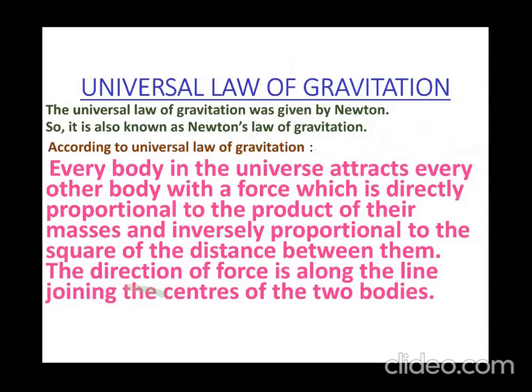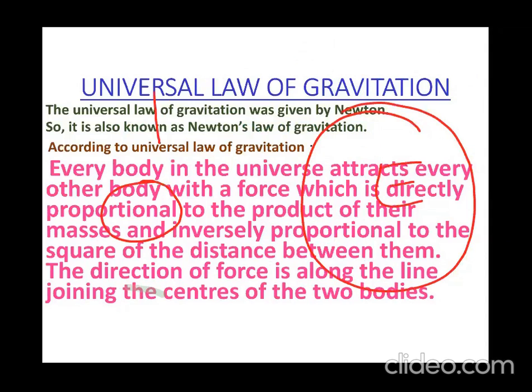Suppose this is my body 1, this is my body 2. Suppose this is earth and this is moon, right? Suppose the distance between them is d. So the force acting between them, what is its direction? Its direction is along the line joining the center of the two bodies, center of the moon, center of the earth, center of the table, center of the chair, right beta?